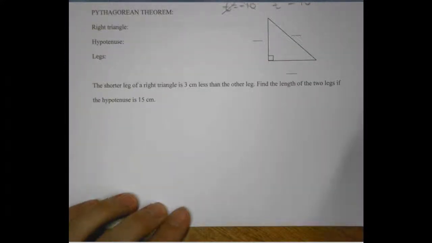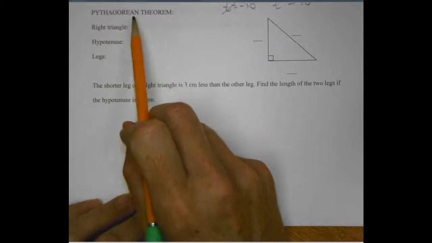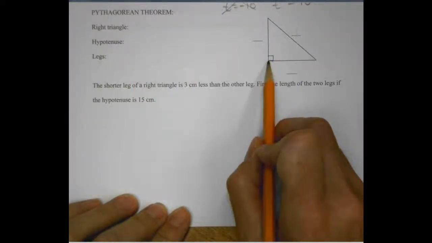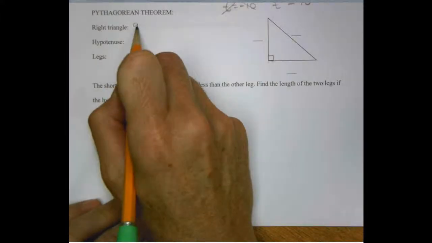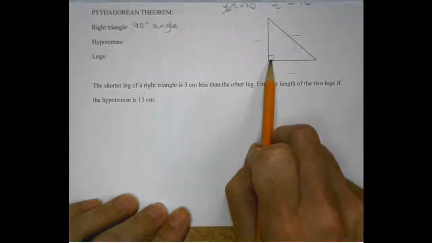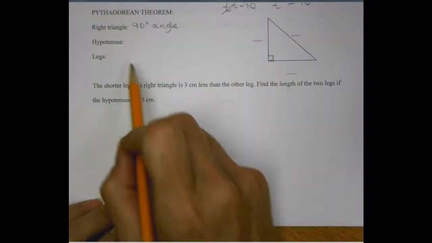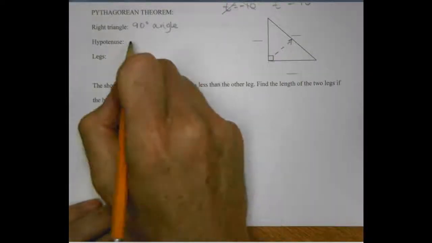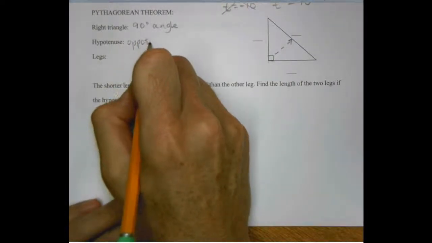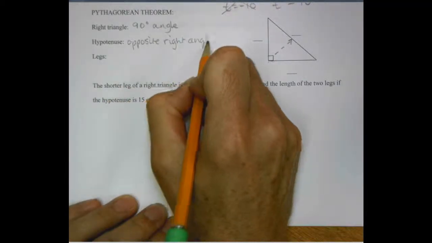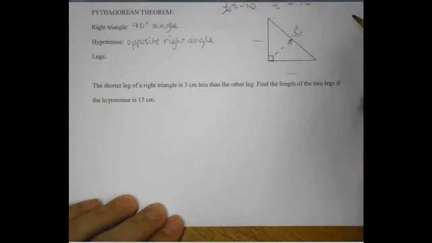Okay, looking at the Pythagorean theorem, to use this theorem, we have to have a right triangle, which we usually show with a little box in the corner. And a right triangle means it has a 90-degree angle. And that would be this one that's represented by the box. The hypotenuse, remember, is the side opposite the right angle. And we always will call it C when we're using the Pythagorean theorem.